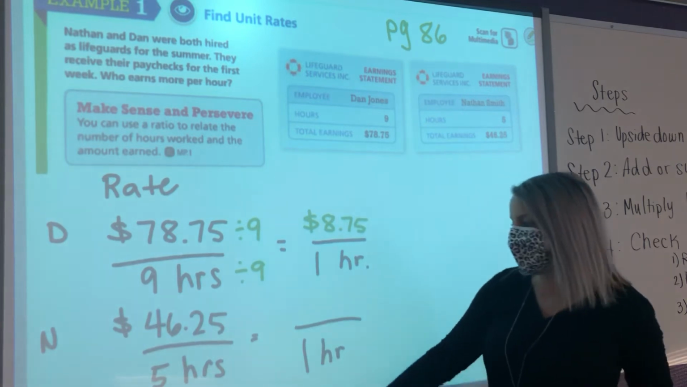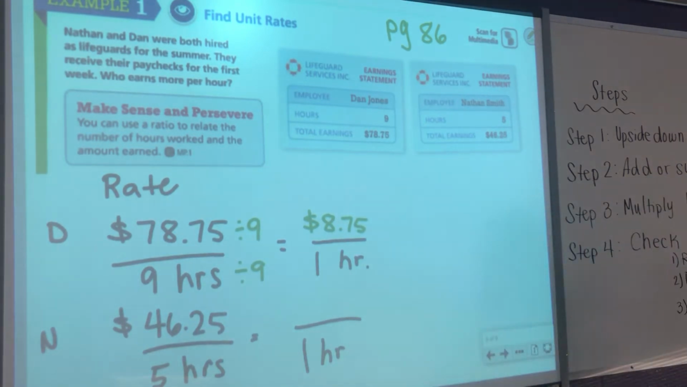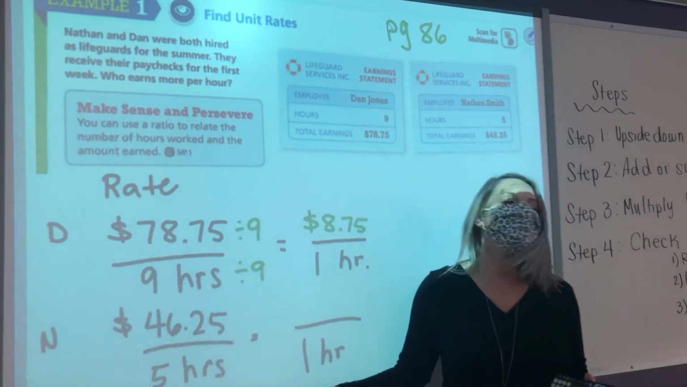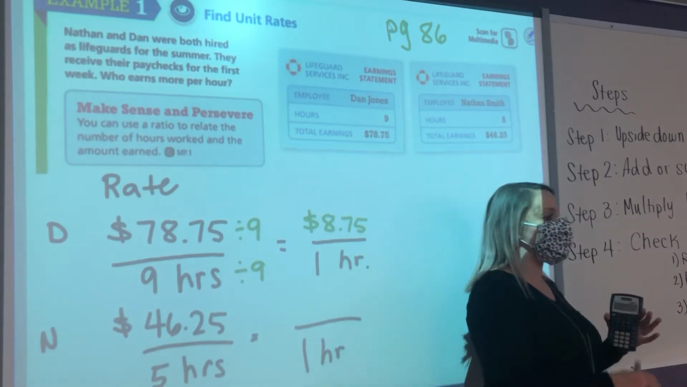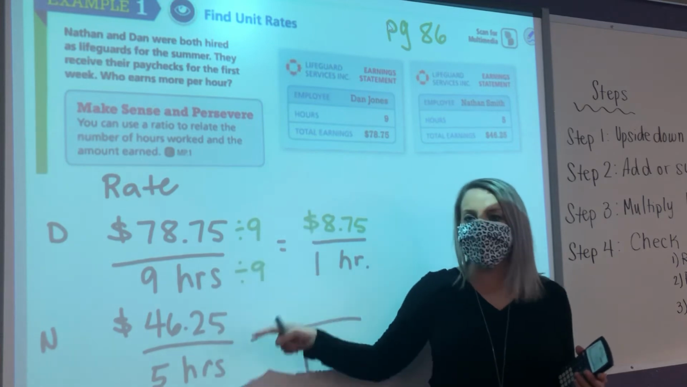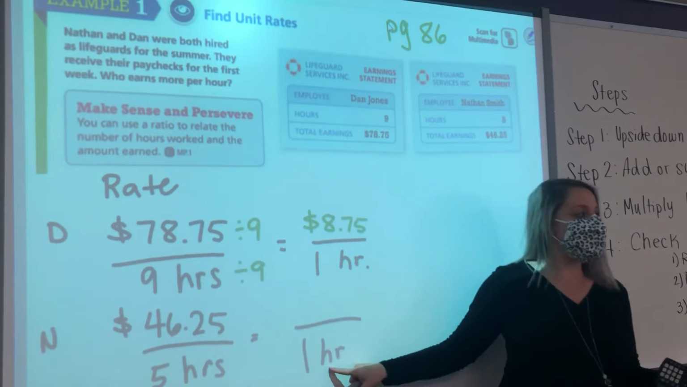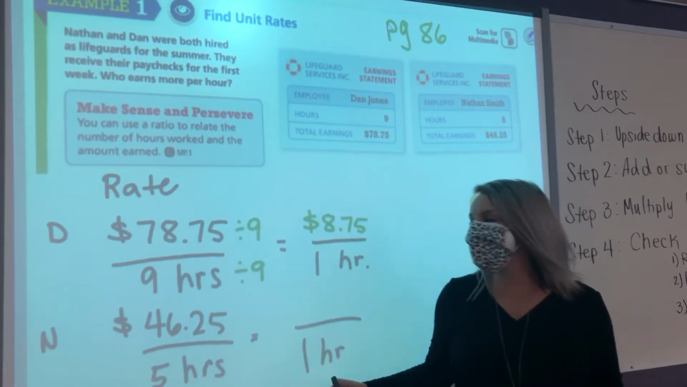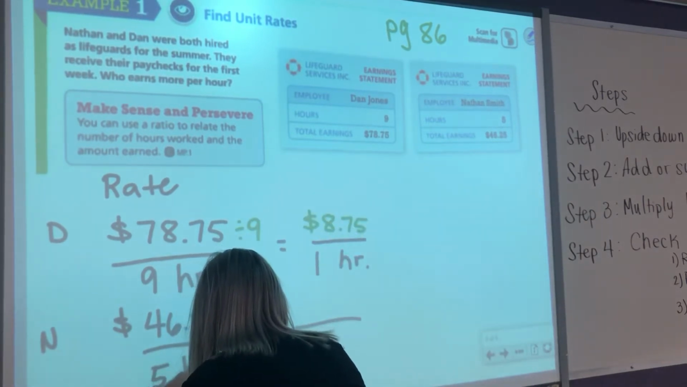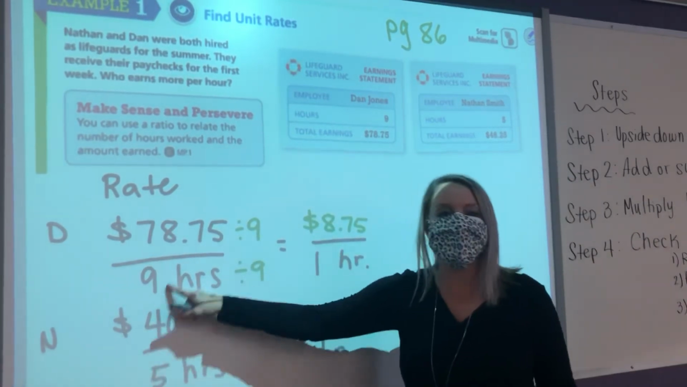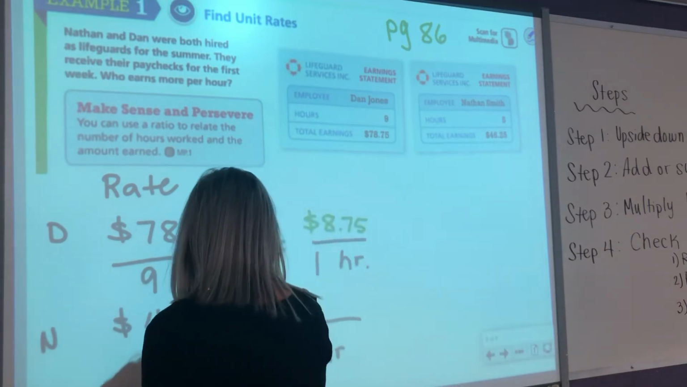How are we gonna figure out how much Nathan makes per hour? You have to divide. No, you can't do that. Why, hon? You have to end up dividing by 5 then. Okay. So that's something you really need to be careful about. We're not dividing both of them by 9. Okay? 5 to 1. How do I get from 5 to 1? Divide by 5. So if I divide my denominator by 5, I'm also going to divide my numerator by 5.